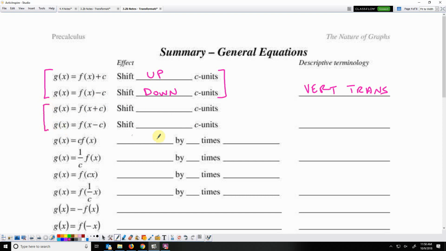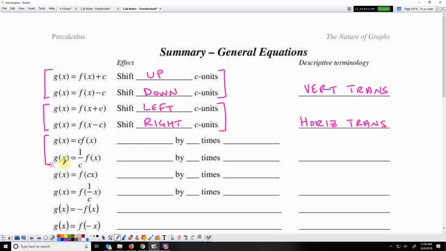These two are also going to go together. So this time the difference is that plus c and minus c are inside of the function. When it's plus c inside of the function, we go opposite the sign and we shift left. When it's minus c, we go opposite the sign and shift right. And that is a horizontal translation. So anytime you're adding or subtracting, it's a type of translation. Outside of the function is up or down, according to the signs. Inside the function is left or right, opposite the signs.